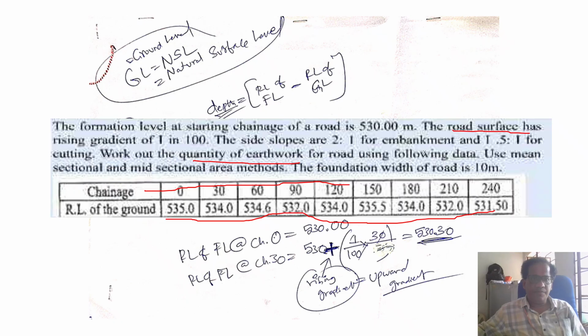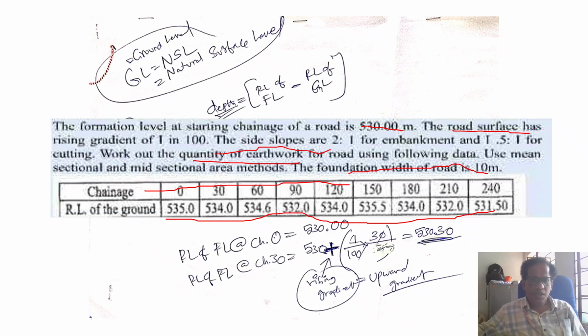And apart from this, the formation level at starting chainage, that is chainage 0, is given. It is 530. Also, the road surface has a rising gradient of 1 in 100. The side slopes are also given, 2:1 for embankment and 1.5:1 for cutting. Now what we need to do is compute the quantity of earthwork for the road using mean and mid sectional area methods. The formation width of the road is given, which is 10 meters. So let us proceed now.